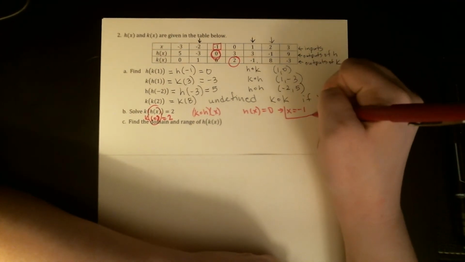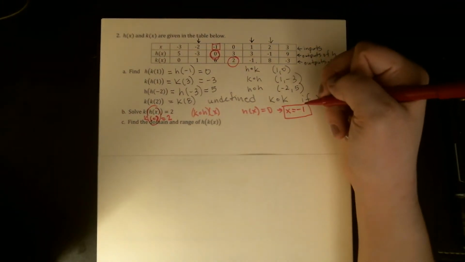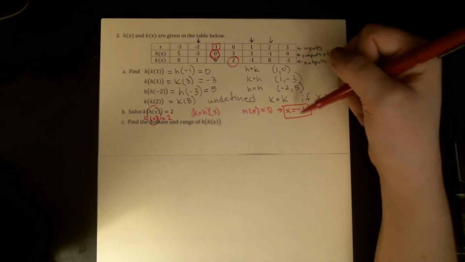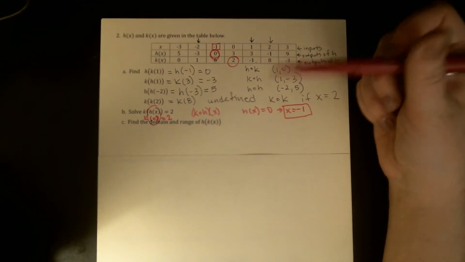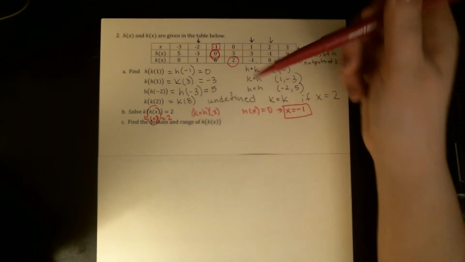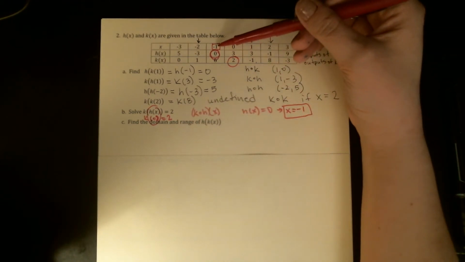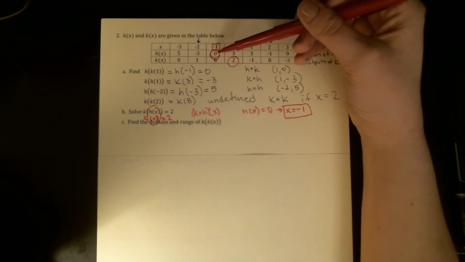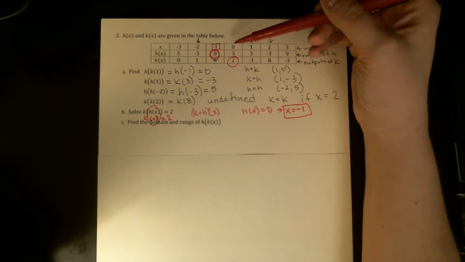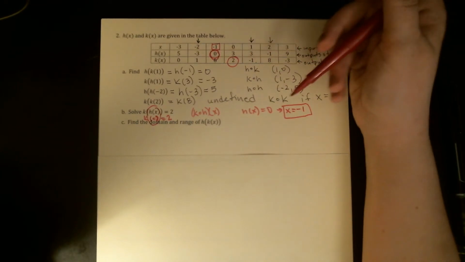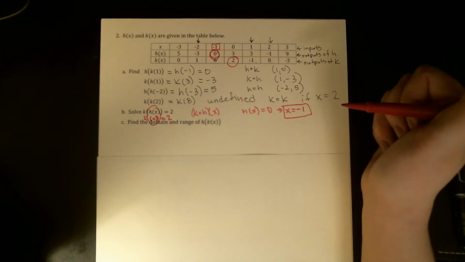So this is what I'm proposing as an answer, and the easy way to check it would be to say, okay, supposedly if I plug this into k of h, I'm going to get back 2. So starting at -1, if you plug it into h first, you get 0. If you then plug 0 into k, you get 2, and that's exactly what we were hoping for.